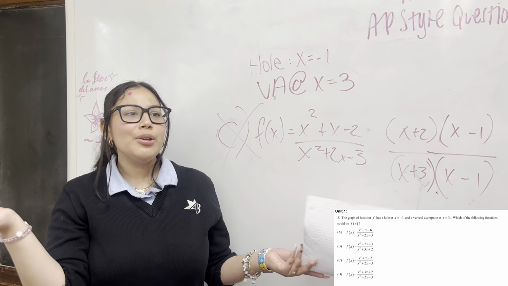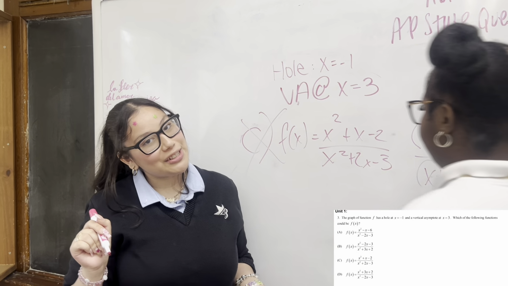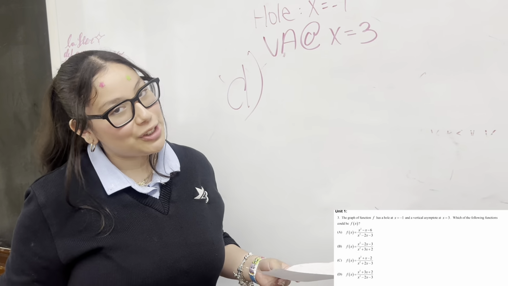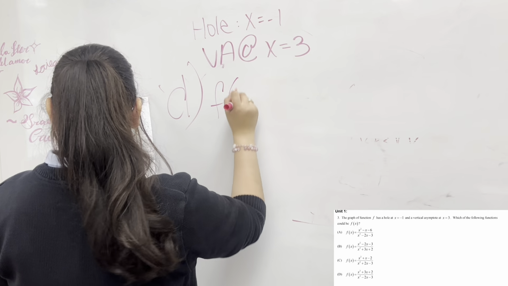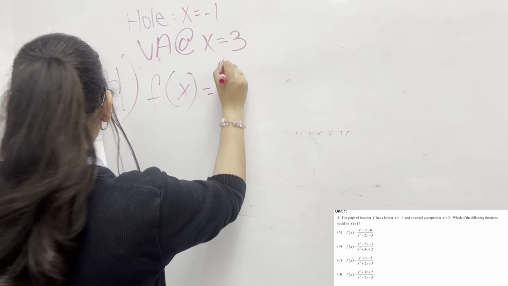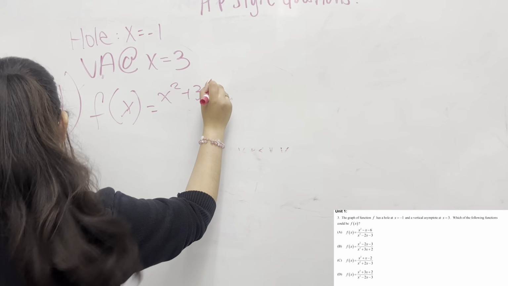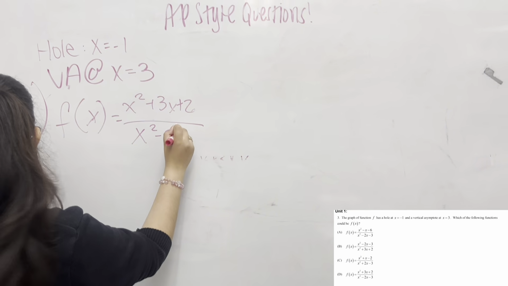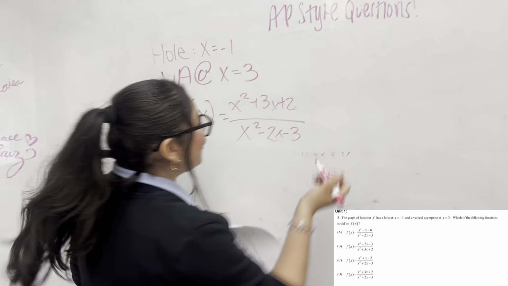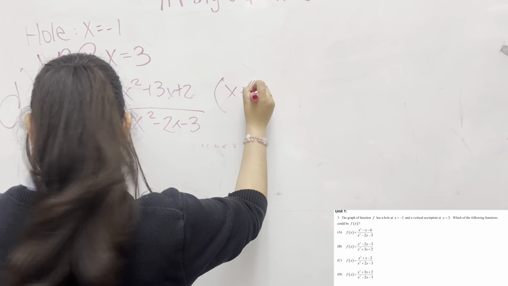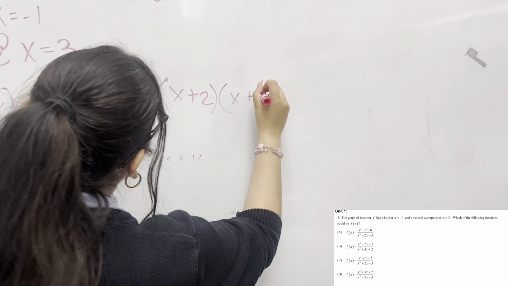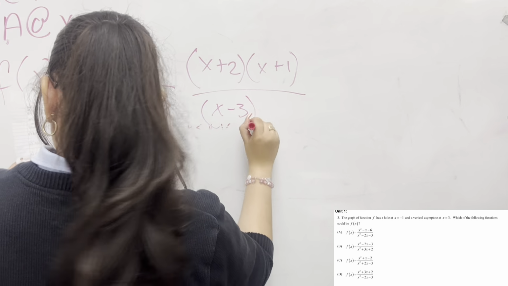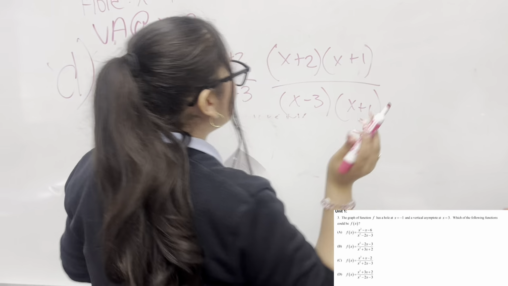So now we only have D left, but let's make sure it's the correct answer. All right, let's solve for D to make sure it's the correct answer before we circle it. D is f of x equals x squared plus 3x plus 2, and the denominator is x squared minus 2x minus 3. When you factor it out, you get x plus 2, x plus 1, and you get x minus 3 and x plus 1.